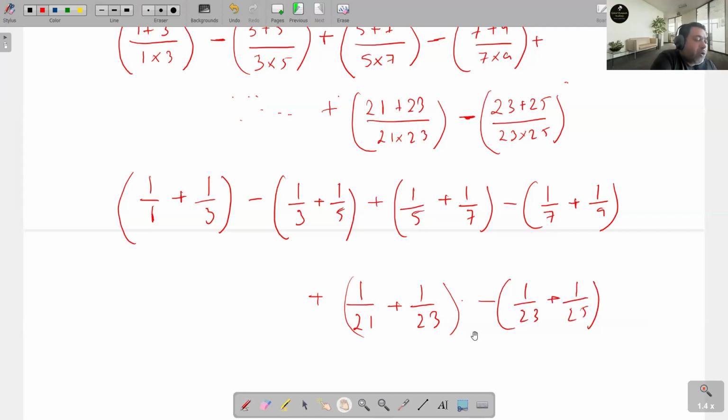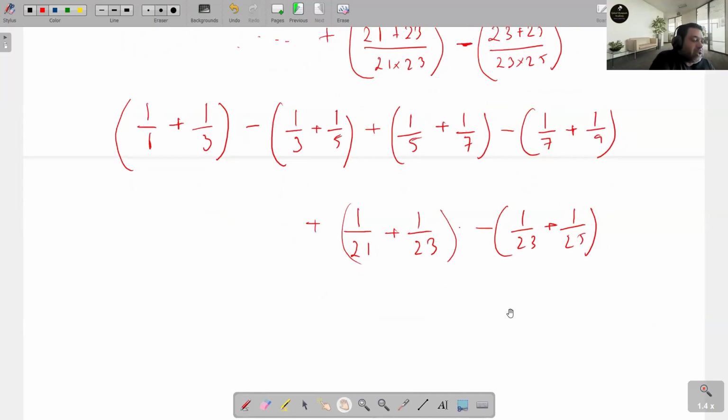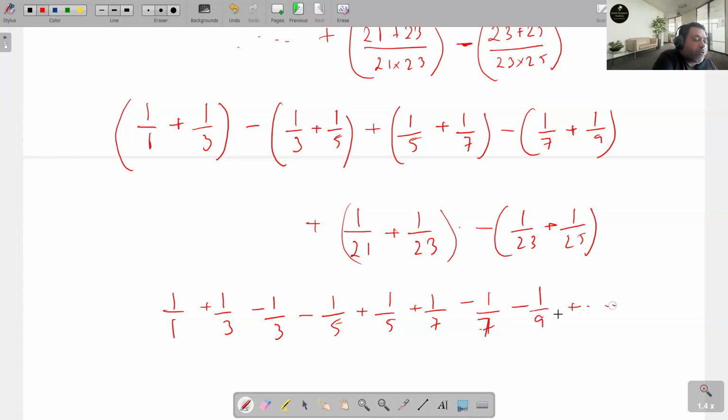Now, when you open the brackets here, you will see what will happen. All the terms which have a negative sign before them, both the terms will become negative. So 1 by 1 plus 1 by 3, minus 1 by 3, plus 1 by 5, sorry, this one will be a negative, minus 1 by 5, and then minus 1 by 7 minus 1 by 9, and so on and so forth.